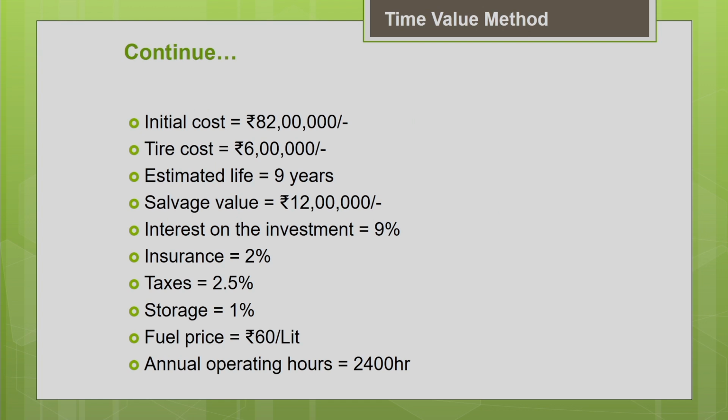So estimate the ownership cost of the twin engine scraper machine using the data of the previous problem, which we used earlier for the average annual investment method. It is the same data we are going to use here, but we are going to work it out using the time value method. So let me summarize the input data given in the problem. The initial cost of the machine is 82 lakhs, the tire cost is 6 lakhs, and the estimated life of the machine is 9 years.